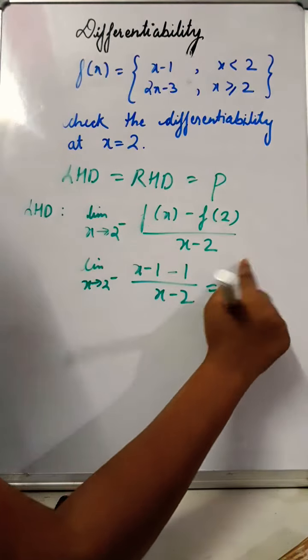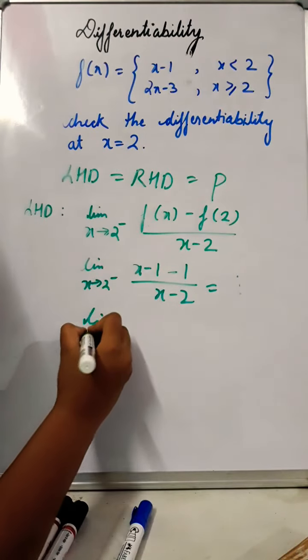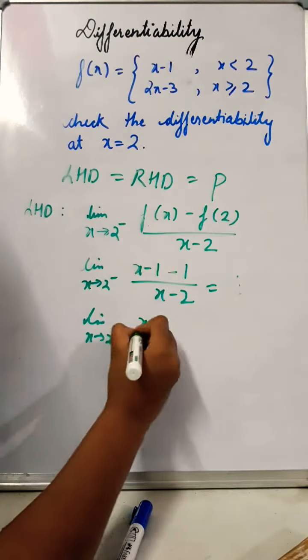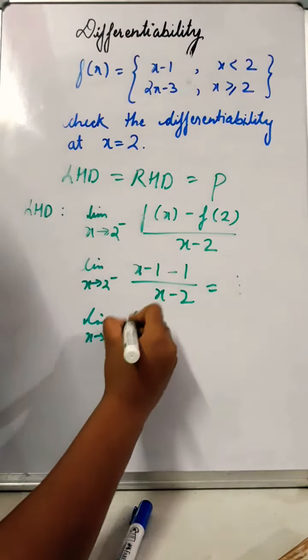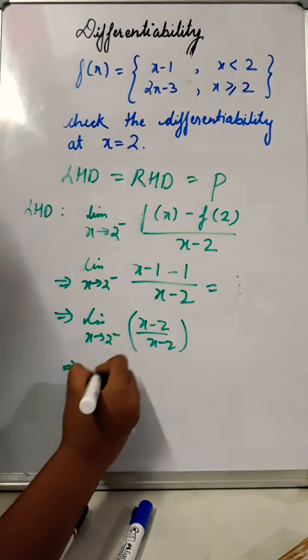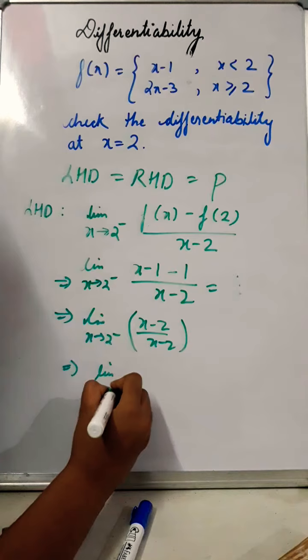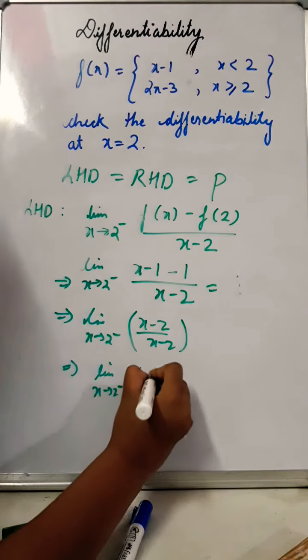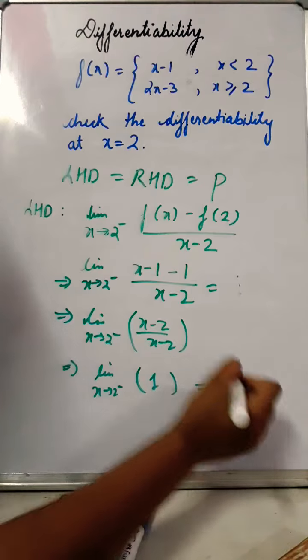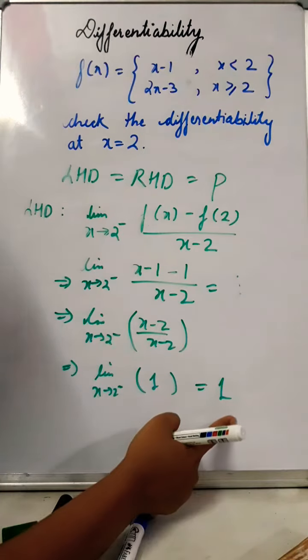So this is limit x tends to 2 minus of (x minus 2) upon (x minus 2). So this is limit x tends to 2 minus of 1. The function is independent of x, so the value is 1. You got your left hand derivative is 1.